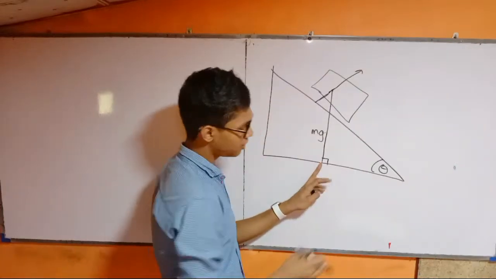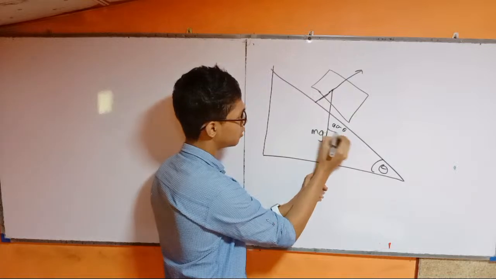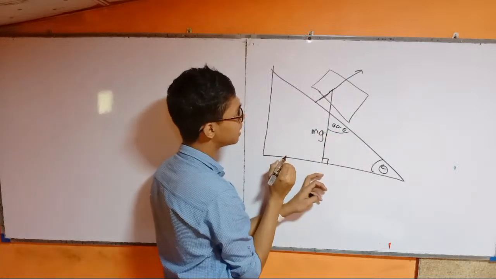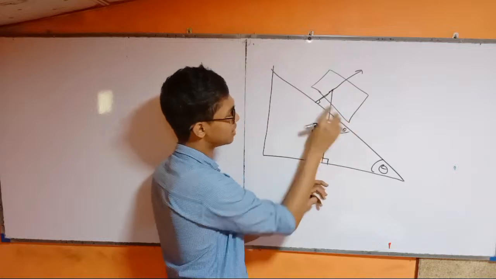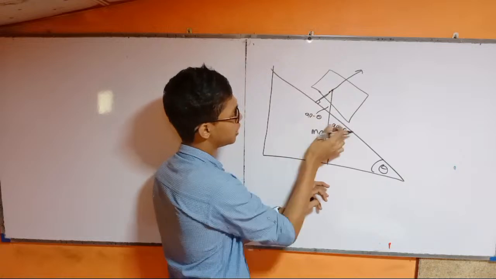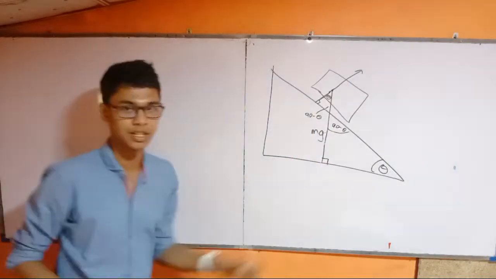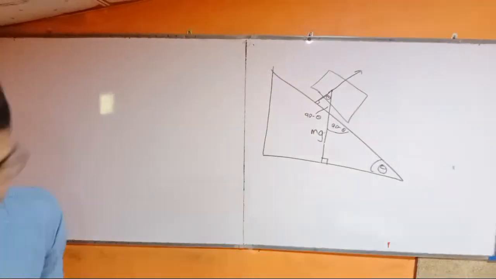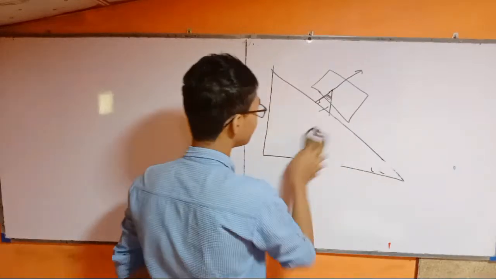Make a 90, make a theta, make a 90 minus theta. If this is 90 minus theta, then this is 90 minus theta, and then this is theta. Understood? That's how you take theta. And this is theta.